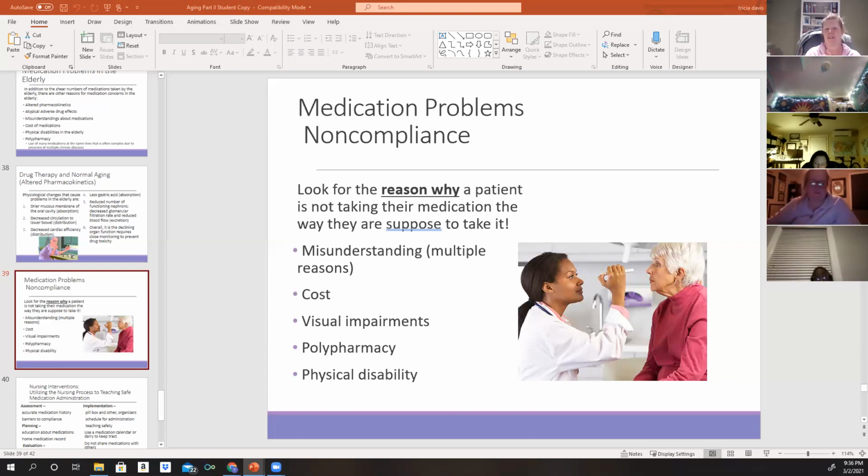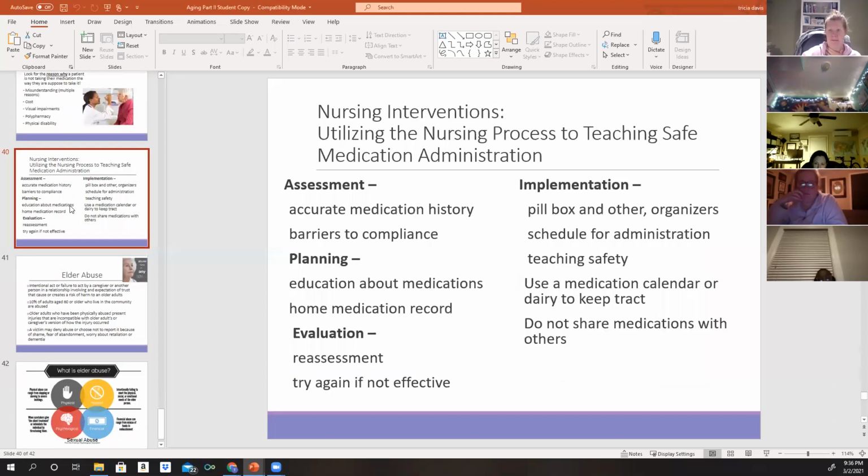Or maybe they have a physical disability, like we said, and they can't get to the pharmacy to get their medications, or they have trouble ambulating in the home and their son put them up on the top shelf and they can't reach them now. There's always a reason. And as providers and nurses, we want to make sure that we talk to our patients and find out why they're not being compliant so we can help them.